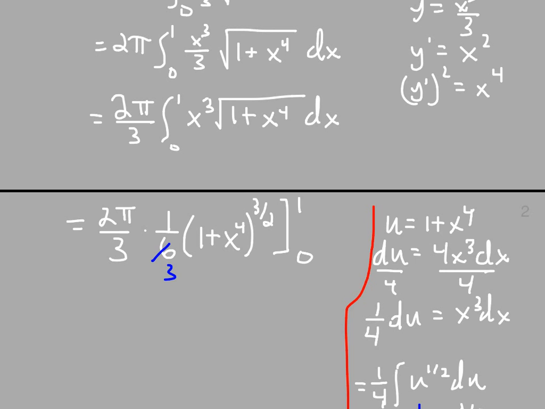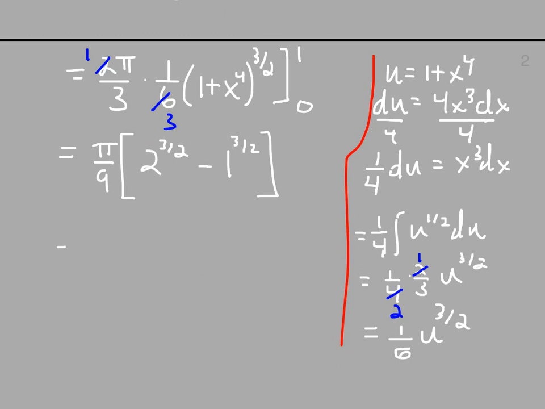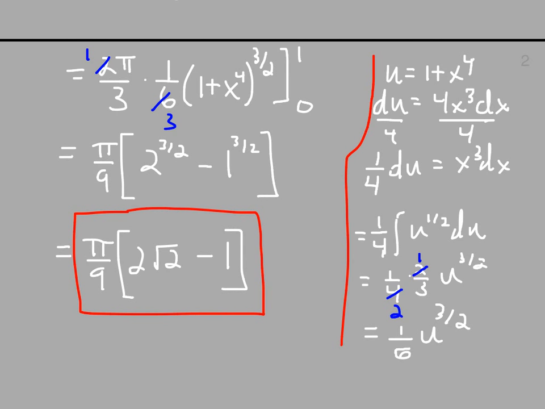6 can become a 3, 2 can become a 1, and so we have pi over 9. Plugging a 1 in, we get 2 to 3/2. Plugging a 0 in, we get 1 to the 3/2 officially. Okay, and nothing else we can really do with that. If you want, you can say that it's pi over 9 times 2 root 2 minus 1. Great.